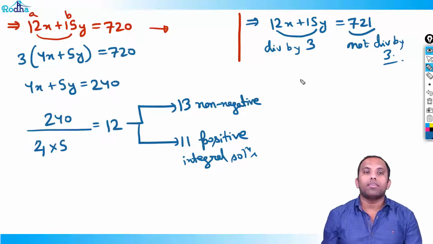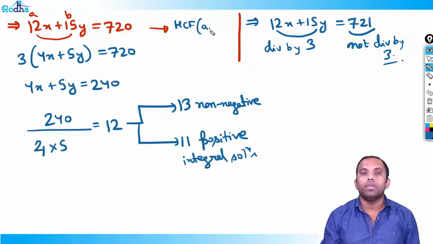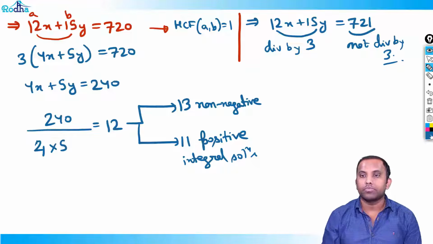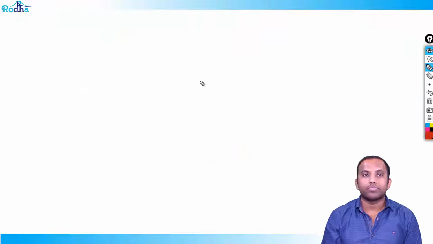That means in any case you have to make a and b coprime. HCF of a and b should be equal to 1. Okay. Now case 2.